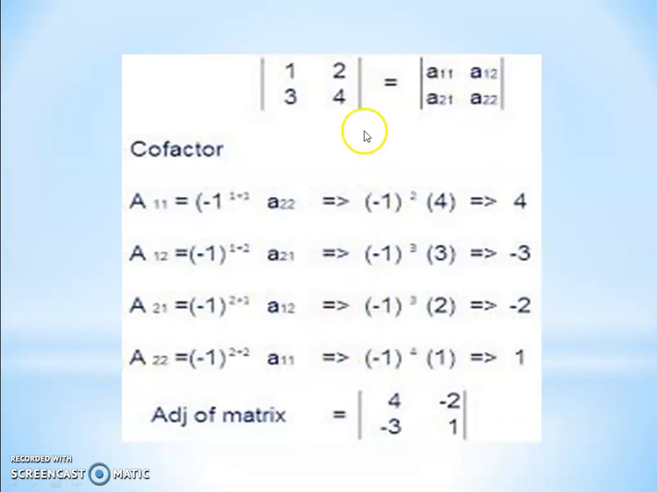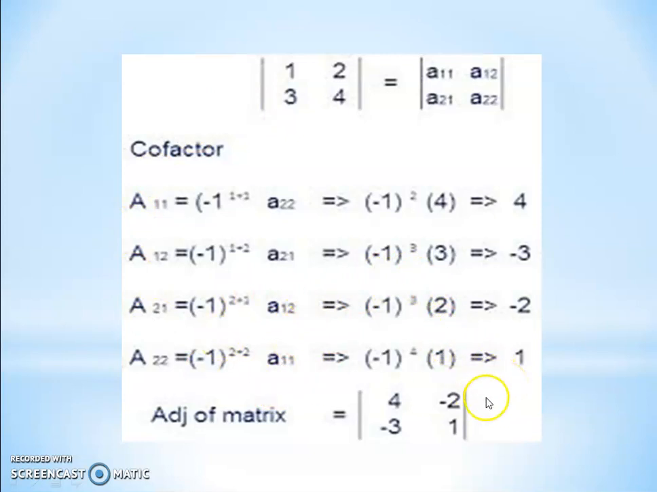So it is easy solving this way. Directly you can write the answer. We have to interchange: instead of 1 we write 4, instead of 4 we write 1. The sign will be changed: instead of 2, -2, instead of 3, -3. So I derive 4, -2, -3, 1. It is the procedure to explain the adjoint of a matrix stepwise.